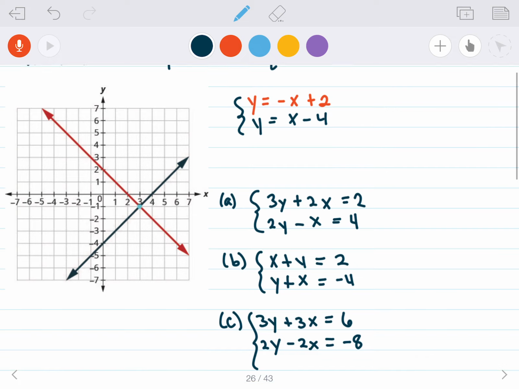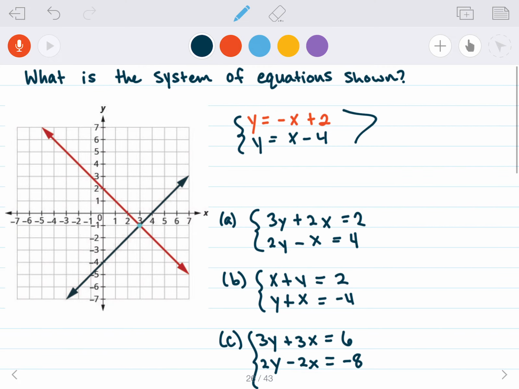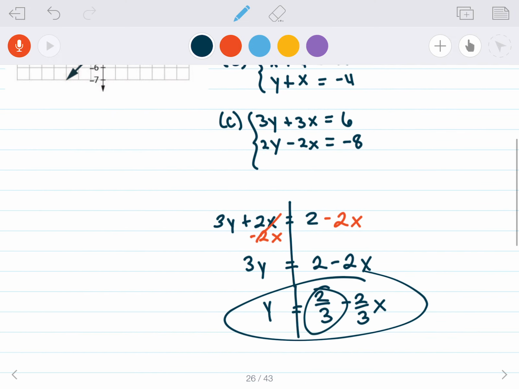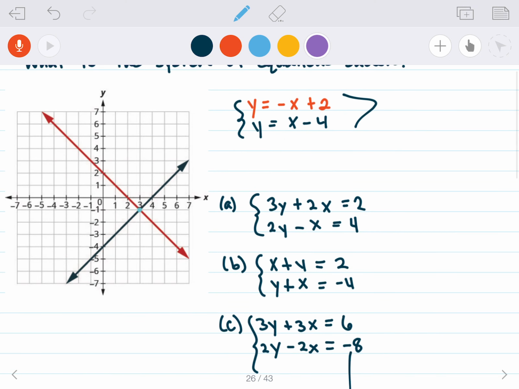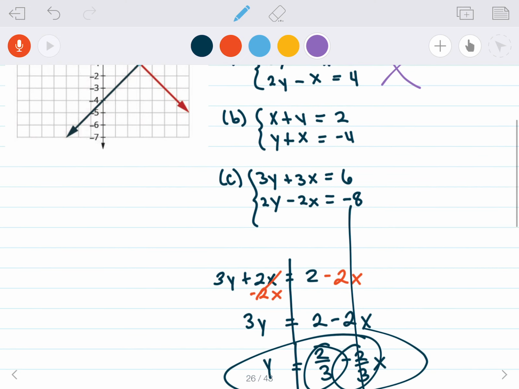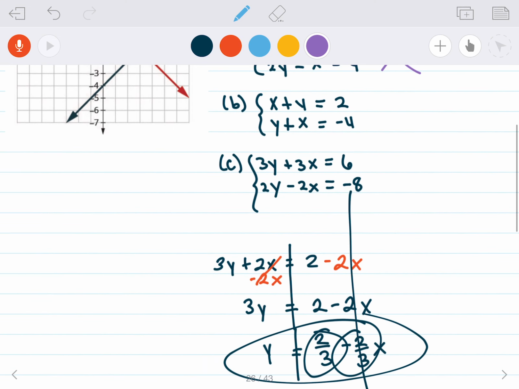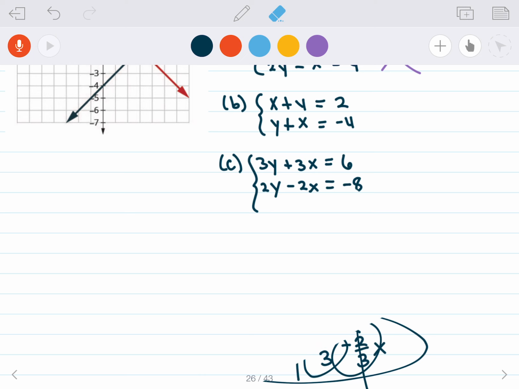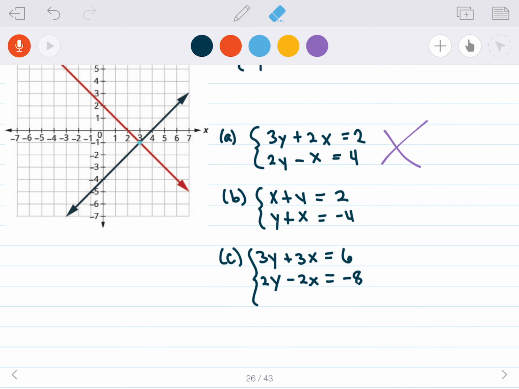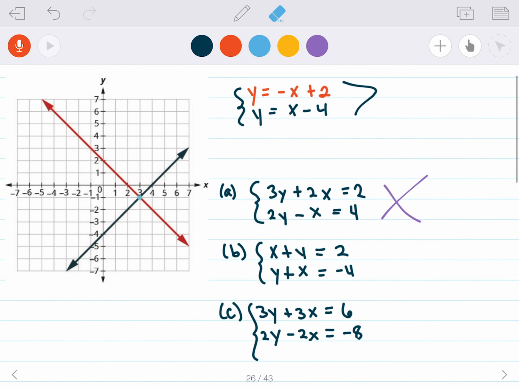And if I go to my system, neither one of these has a slope of 2 over 3 or a y-intercept of negative 2 over 3. So right off the bat, I can say, no, this is not it. That doesn't match what we have up here. So I don't even have to do the second line in the system. I already know that since that line doesn't match either of them, that's not the right answer. Let's look at choice B.